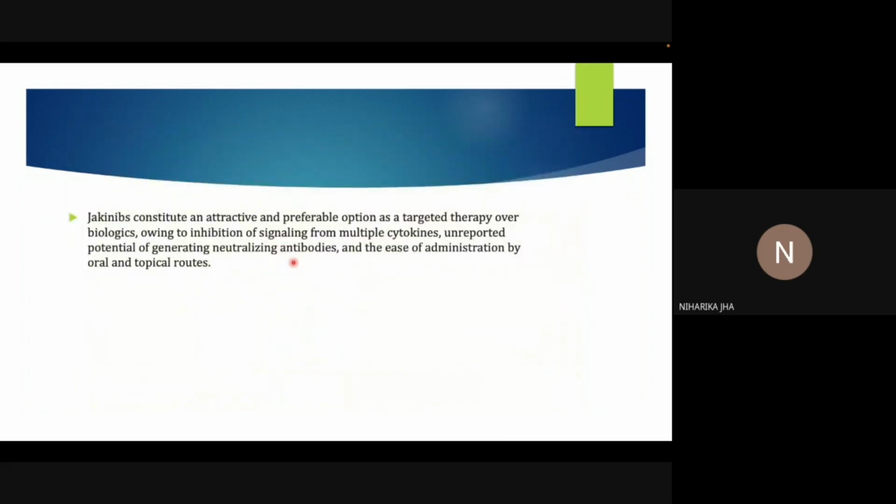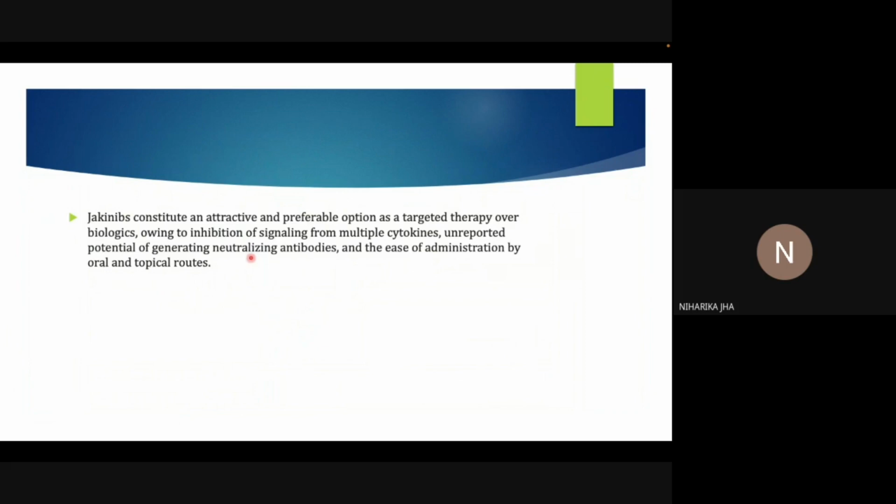Because of all these reasons, JAK inhibitors are coming up as an attractive and preferable option. So, what are the reasons? First of all, it is easy to give to the patient. It is available in oral or topical forms, unlike the biologicals, which we need to give intravenously or subcutaneously. So the injectable route can be avoided.